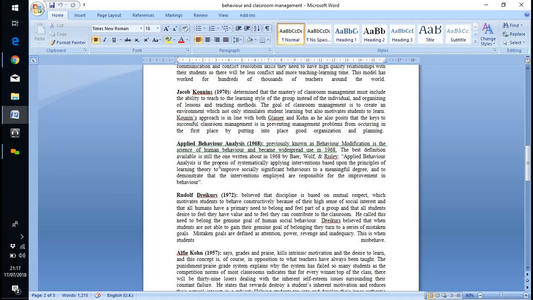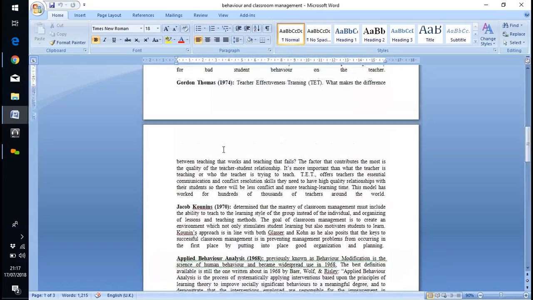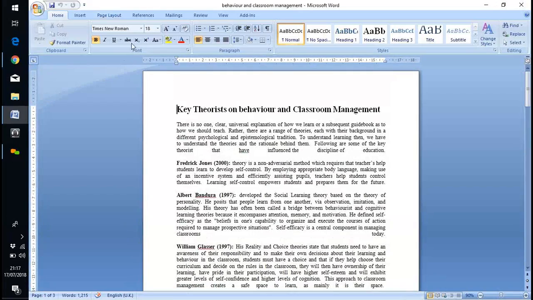Applied behaviour analysis is the process of systematically applying interventions based upon the principles of learning theory to improve socially significant behaviours to a meaningful degree, and demonstrate that the interventions employed are responsible for the improvement in the behaviour. It shows where they're tied together. There's a whole host of guides to read on there, and most of them are useful. There's a lot of reading, and finding that information is quite difficult.